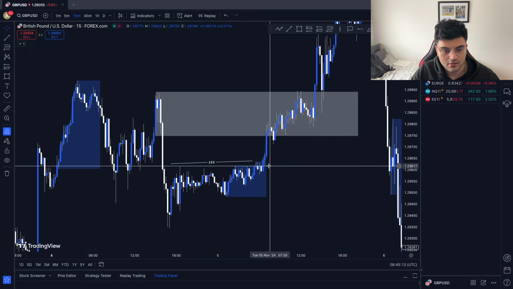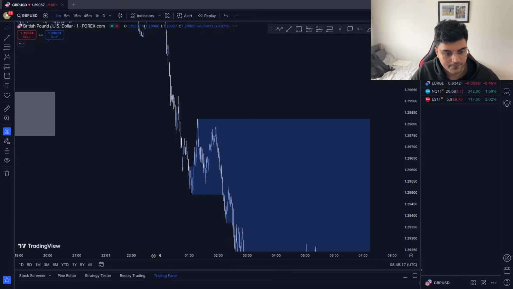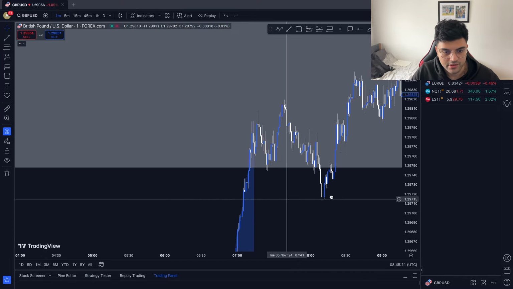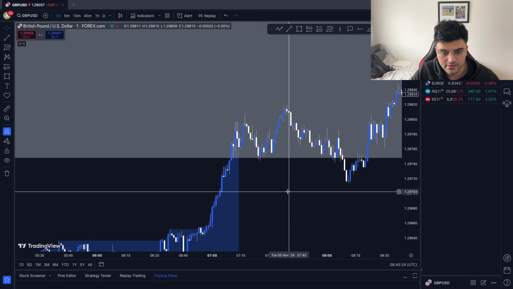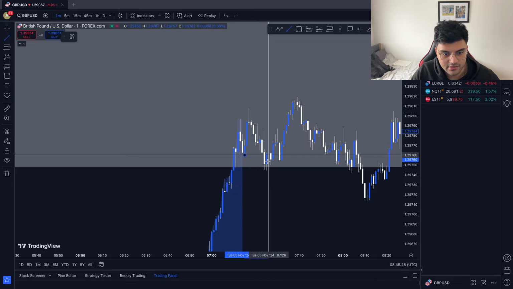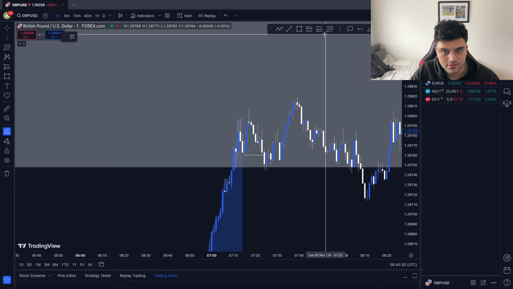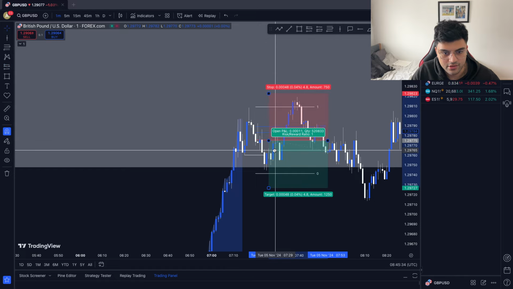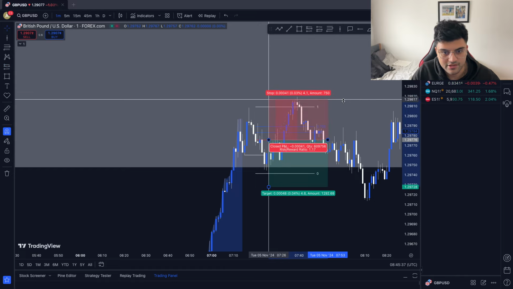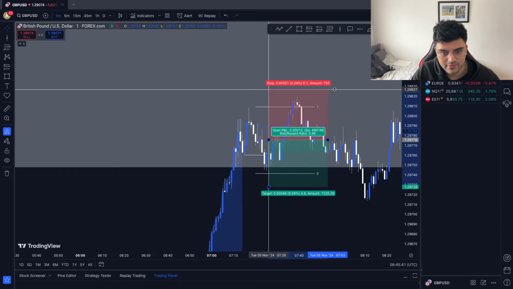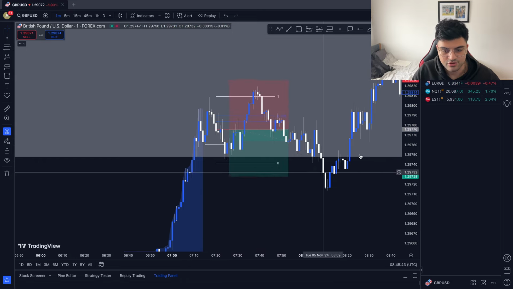Knowing that, when we had our power of three formation, I pretty much just got in when we tapped into the POI. If we look between 7 to 10 a.m. UK time, which is when the power of three usually occurs, we had this first initial break right there. You could have taken this setup right here on an EQ entry, but 5 pip minimum. This is why I say 5 pip minimum, because with 4 pips you would have been stopped out. With 5 pip minimum, you could have potentially still been in the trade.